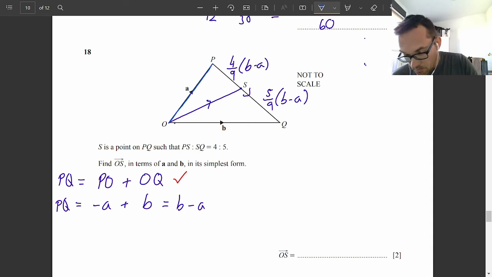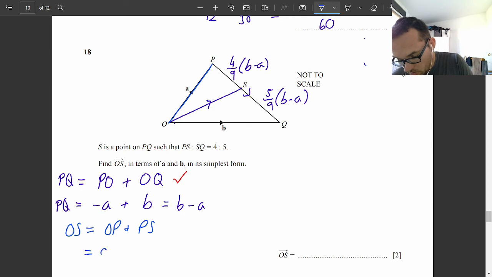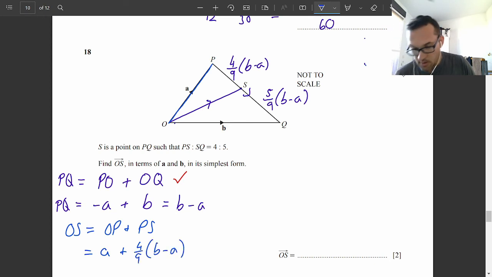So that means OS equals OP plus PS, where OP equals A. And PS now we can clearly see is 4/9 of B minus A. That's it. We got the answer, but we have to put it in the simplest form.